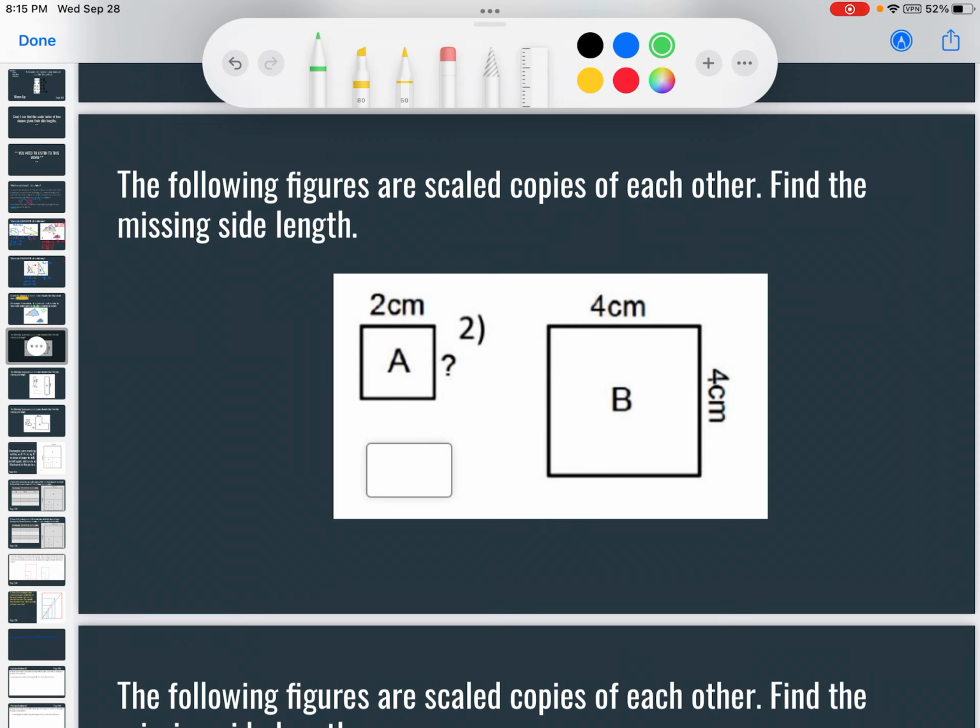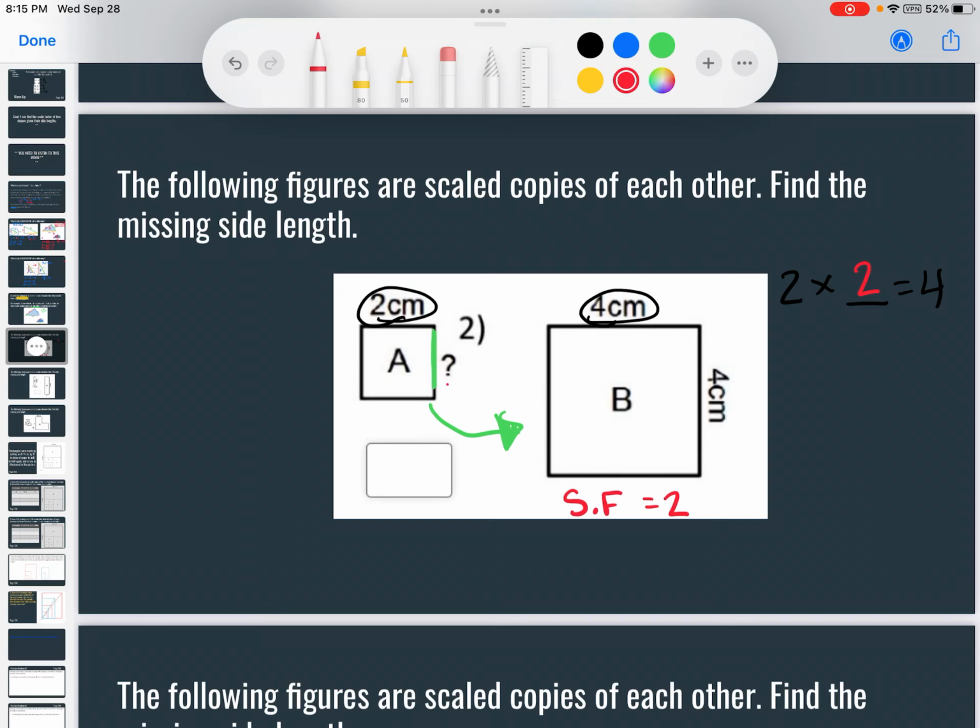So now that we did that a little bit, now I'm telling you that these figures are scaled copies of each other. So now we need to find the missing side length, okay? So I'm going from this little one to the big one, and I need to figure out what this small side is. And I know to get from this side to this side, 2 times what equals 4. And hopefully this one's an easy one for us. Hopefully we know pretty quick that 2 times 2 equals 4, which means our scale factor here is 2.